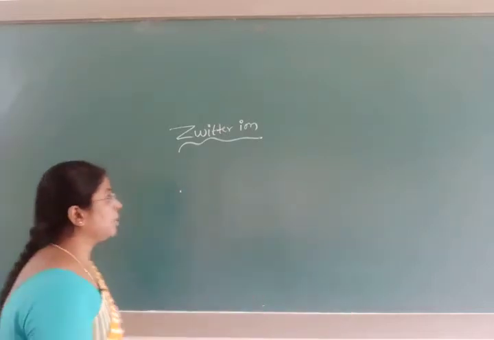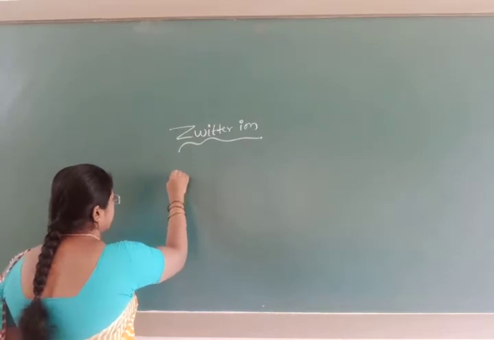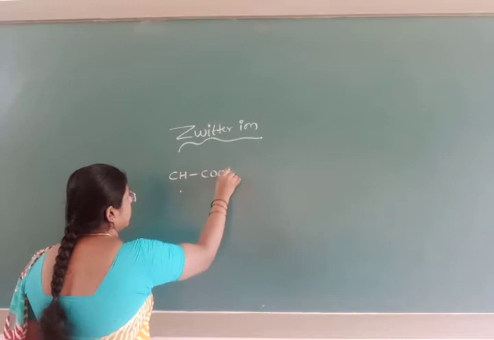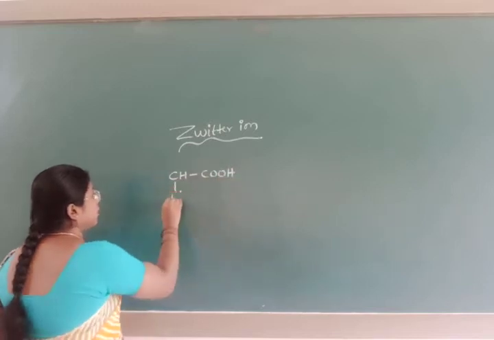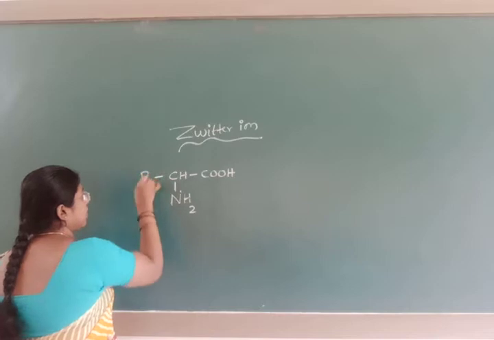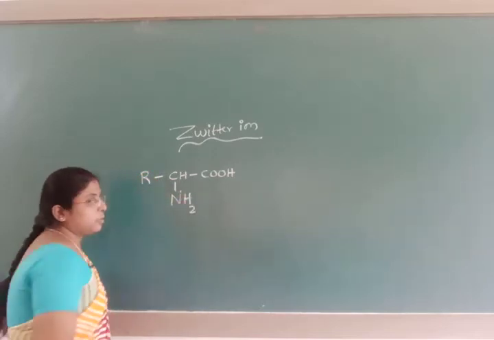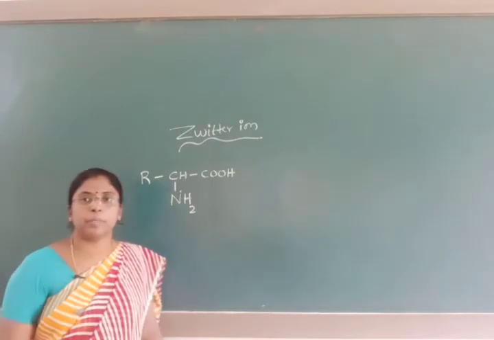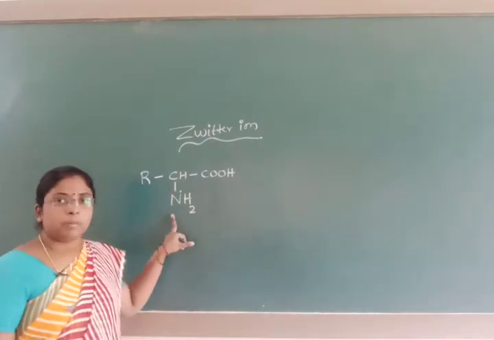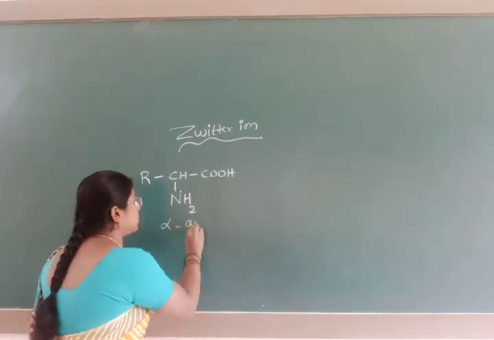Today in this session we are going to discuss the Zwitter ion. You know the amino acids, alpha amino acids. Here its general formula is R-CH-COOH, and I can write here NH2 on this side. Here R may be an alkyl group, aryl group, or it may be a heterocyclic ring. These are alpha amino acids.